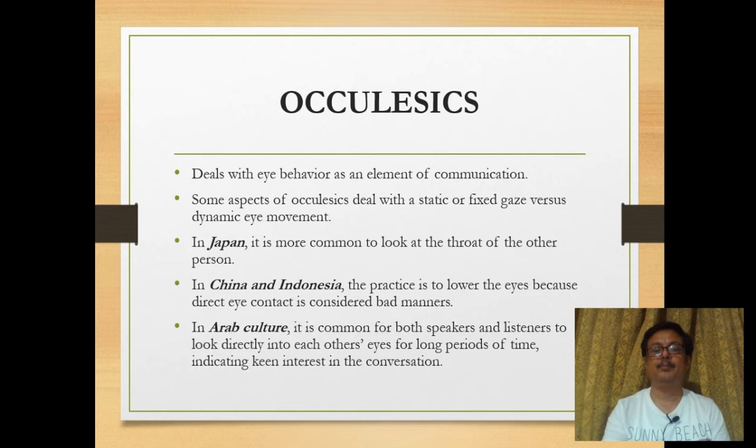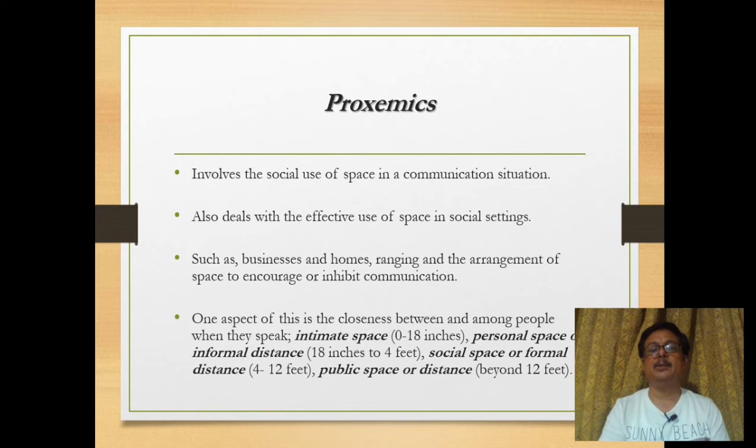And the third type of non-verbal communication is proxemics. It involves the social use of space in a communication situation. It also deals with the effective use of space in social settings, such as business and homes, and the arrangement of space to encourage or inhibit communication.